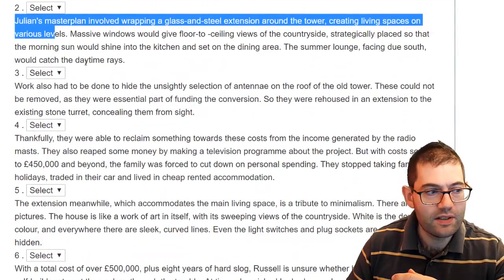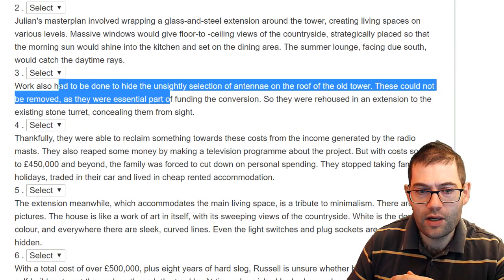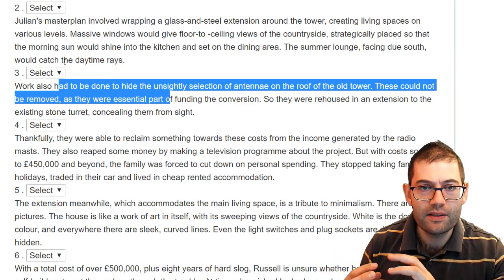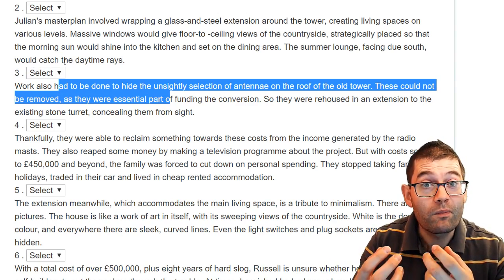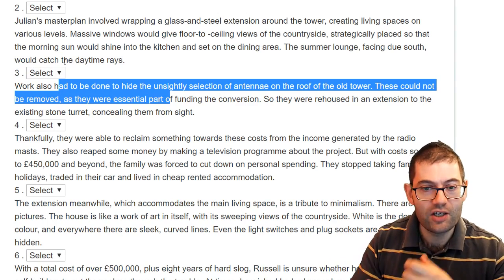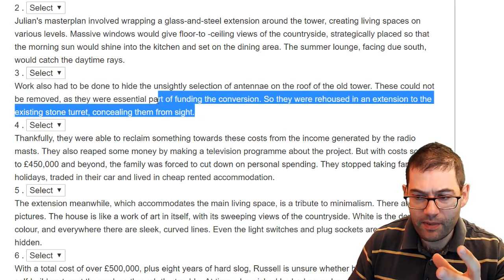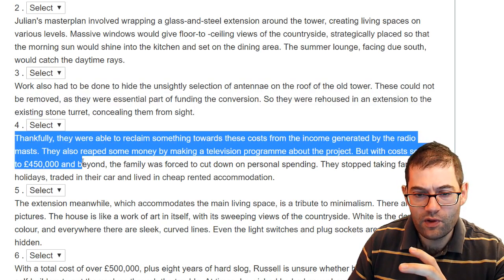And then we've got this bit here about daytime rays, and then work also had to be done. So it looks as if we've moved from the planning stage onto the building stage. So this bit in the middle could be something to do with building the house or work actually starting. Then we've got talk about the building, as I said, and then the conversation moves on to money.